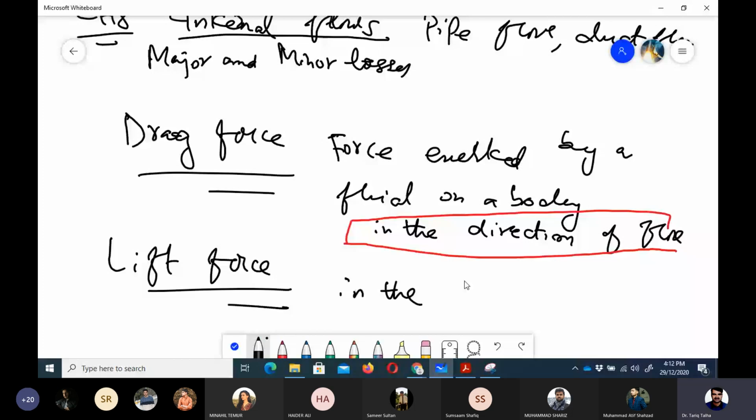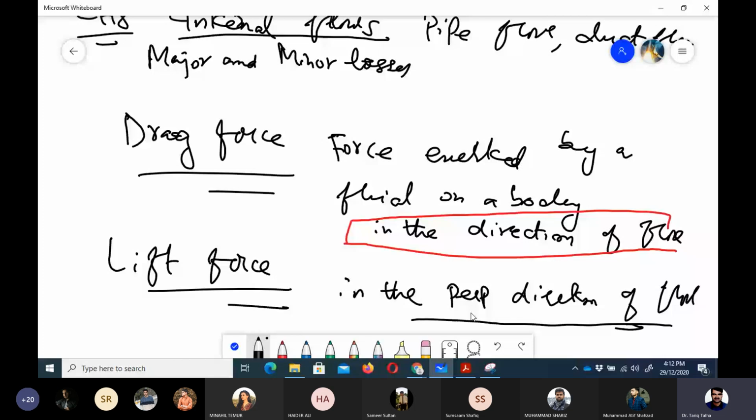And that is the force which keeps aeroplane flying. Due to that difference in pressure, at the lower side of that aerofoil we would have high pressure, and on the upper side we would have low pressure. So that difference in pressure creates an upward force which is lift force, right?